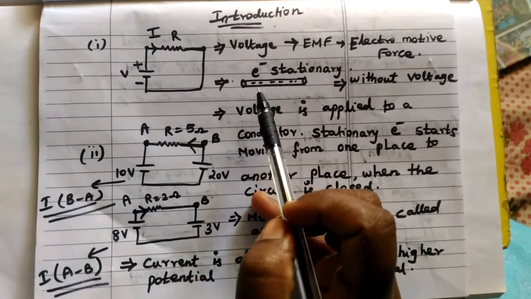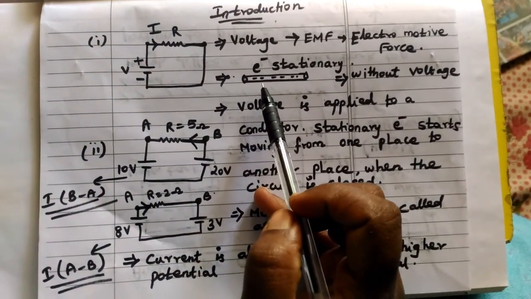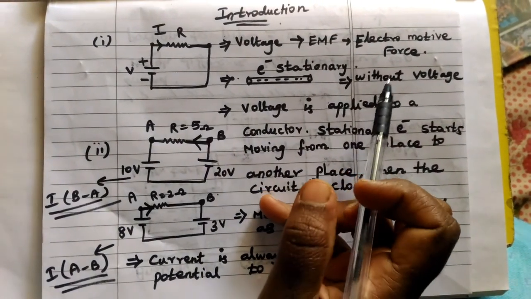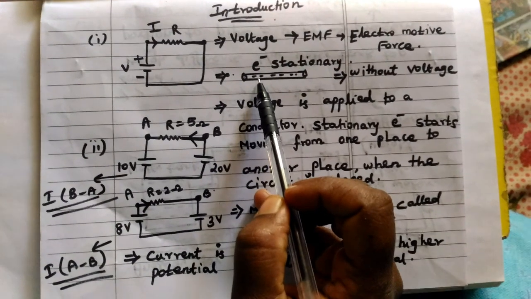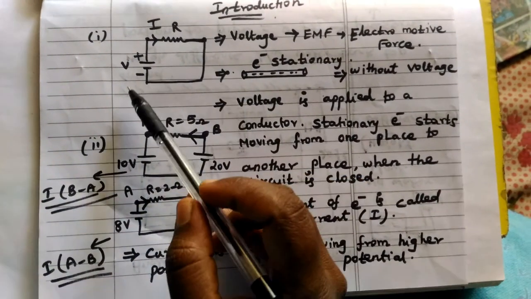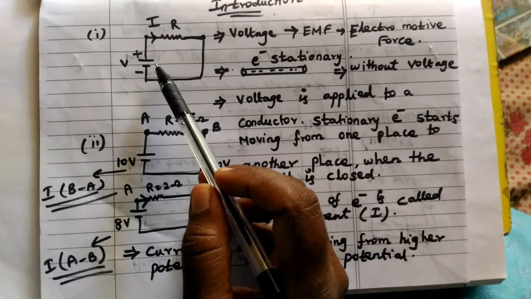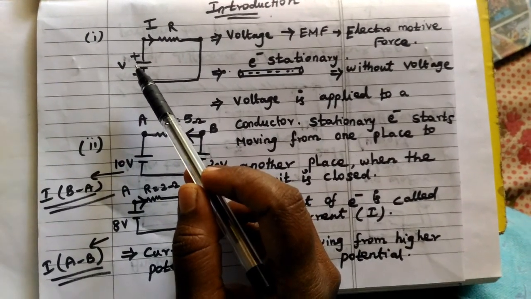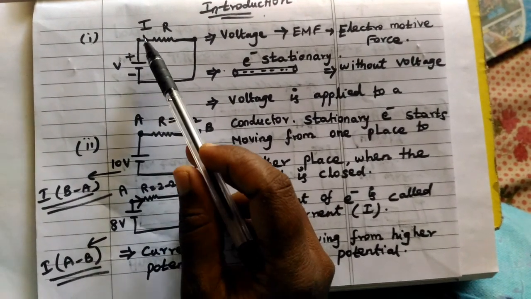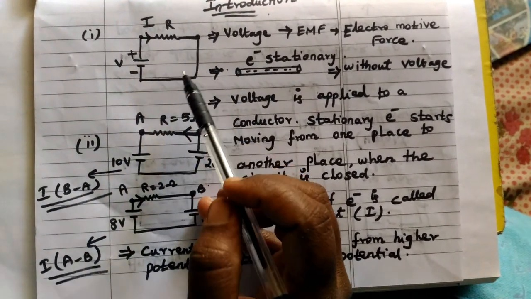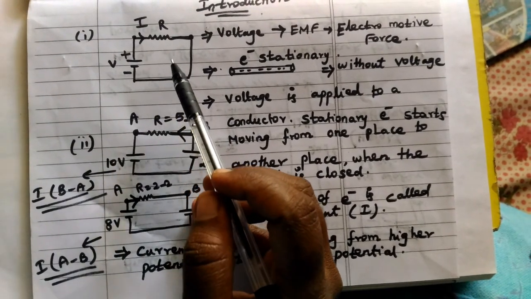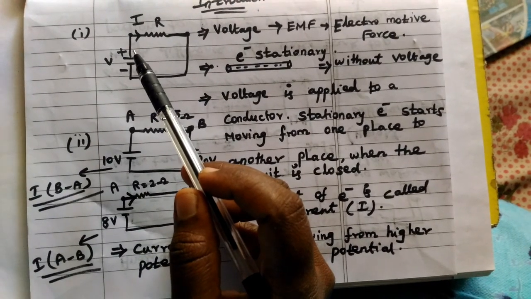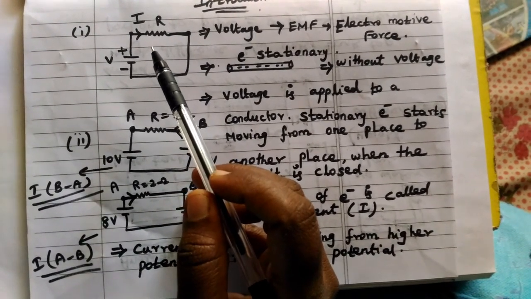So you take any conductor, copper or aluminum. The electrons are normally in a stationary position, right? Without applying any voltage to the circuit, the electrons are stationary. Suppose the voltage is applied to this circuit, what will happen? Because of this electromotive force, it is one of the forces, right? That force moves the electrons from one point to another. It is only applicable for closed circuits. So that movement of electrons from one point to another is called current flow, right?